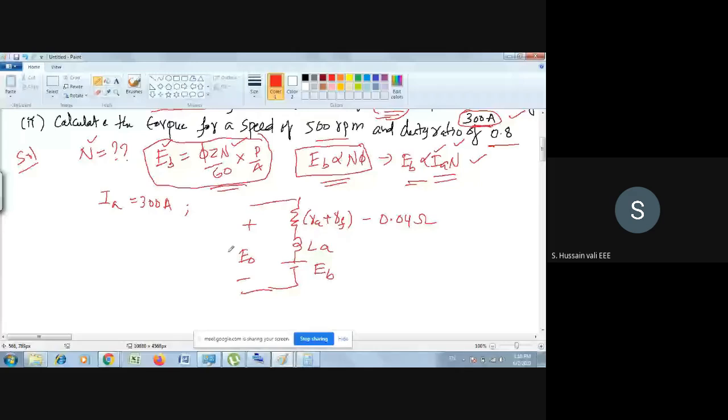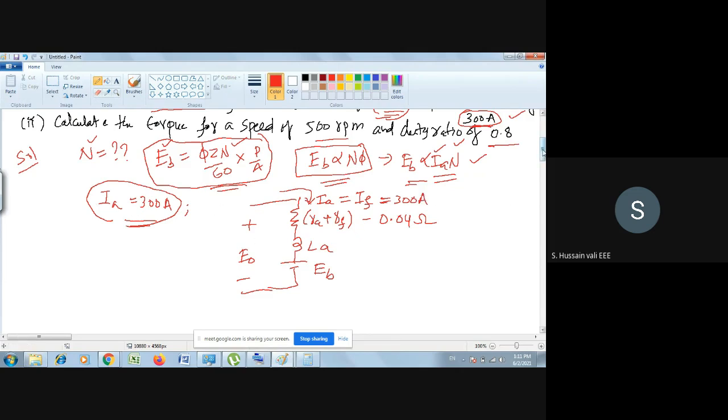Now you see here, this current is IA. Can I say that IA is equal to IF here? Because this is a DC series motor, the field current and armature current are both the same. He has given that the armature current is 300 ampere, so your IF is also 300 ampere.